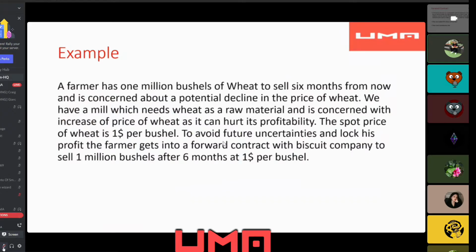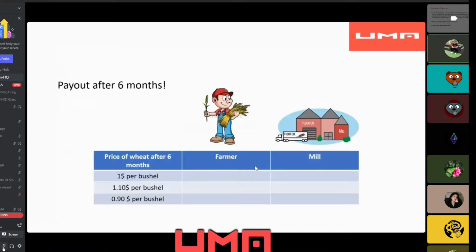Let's talk about this example. The farmer gets into a contract with the mill and agrees to sell all of his produce, which is 1 million bushels, after 6 months to the mill at a price of $1 per bushel. Let's discuss whether the farmer is going to make a profit, lose money, or break even. We have three scenarios. After 6 months have elapsed, remember the contract price was $1 per bushel. If the price of wheat is $1 per bushel, will the farmer or the mill make any profit or loss? What do you think, guys?